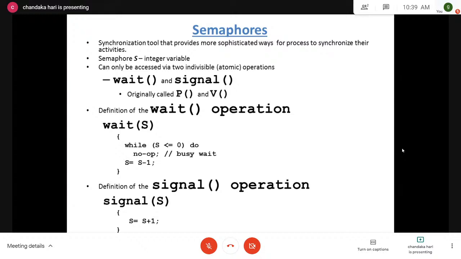That's it. Once your process execution has been completed, the process will return that particular semaphore value by using a system call function called signal.